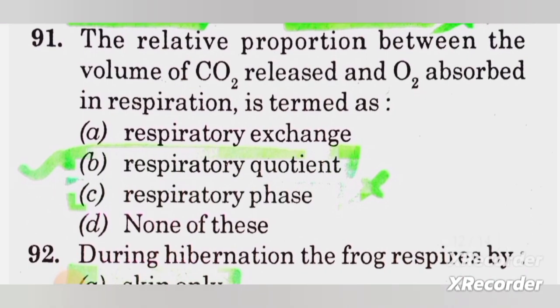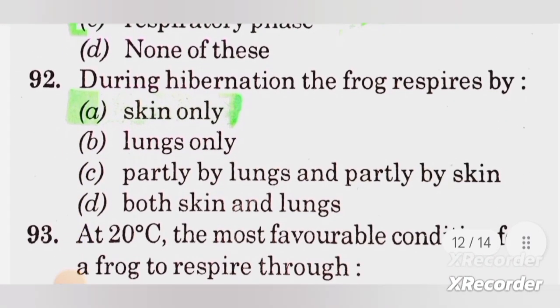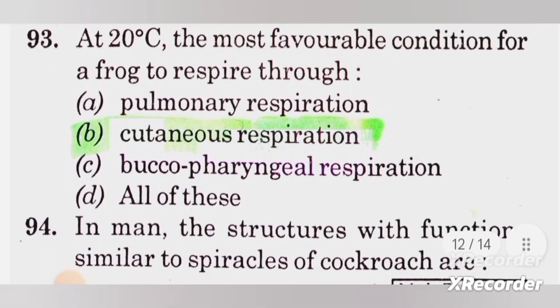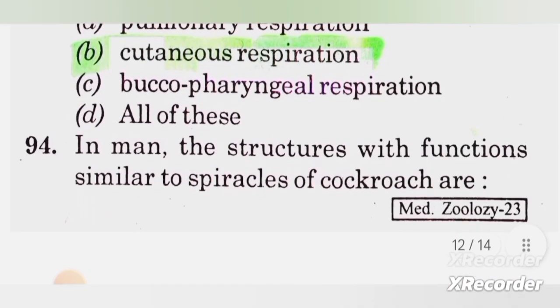Next, 91. The relative proportion between the volume of carbon dioxide released and oxygen absorbed in respiration is termed as. Answer B. Respiratory quotient. Next, 92. During hibernation, the frog respires by. Answer A. Skin only. 93. At 20 degrees Celsius, the most favorable condition for a frog to respire through. Answer B. Cutaneous respiration.